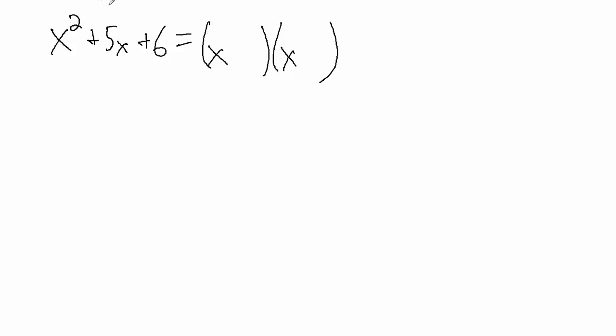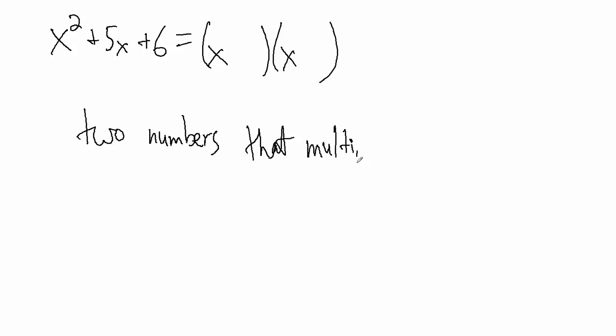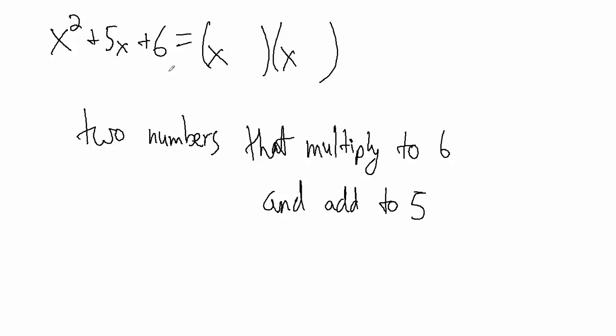Well, we go back to our given expression here and we say, okay, now what I want to do is find two numbers that multiply to positive 6, because we have plus 6, and add to get positive 5, because we have a plus 5x. Okay, now why do we do it that way? Well, we'll talk about that in the next video, but for now, let's just talk about the how. So in this video, we'll focus on the how, and in the next video, we're going to focus on the why. So I want two numbers that multiply to 6 and add to 5.